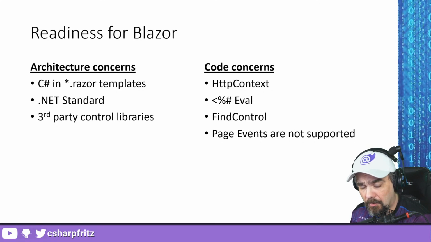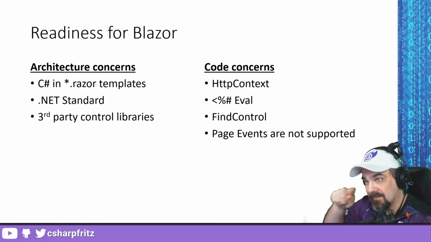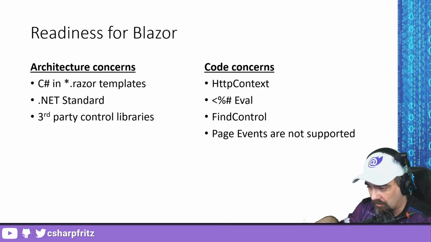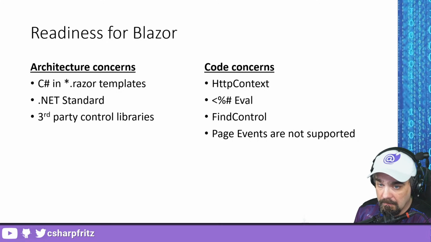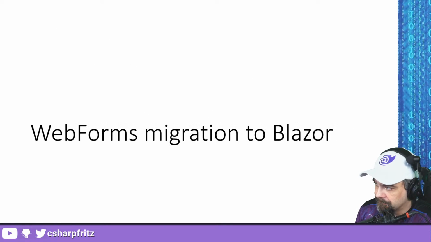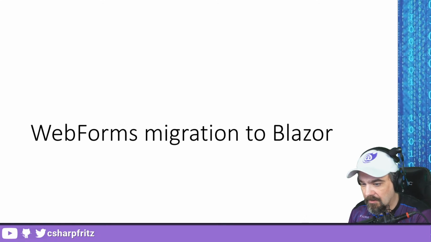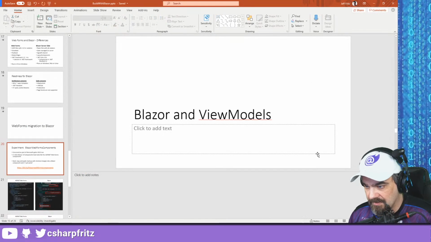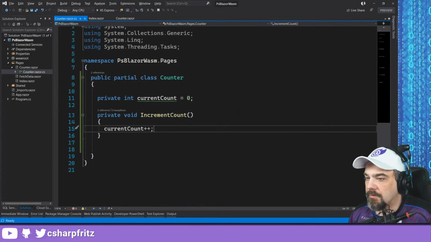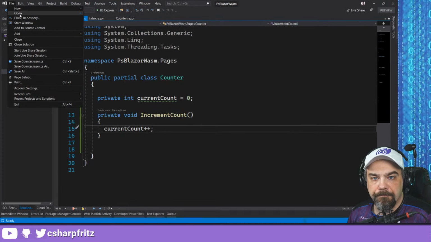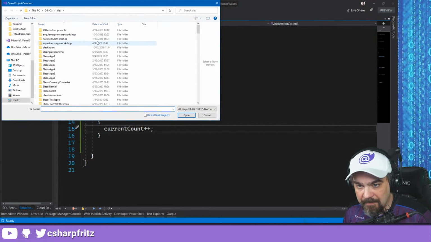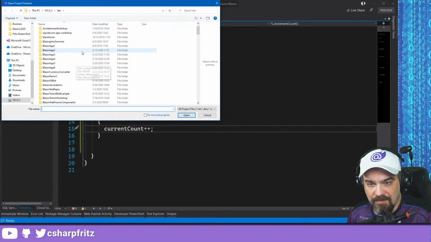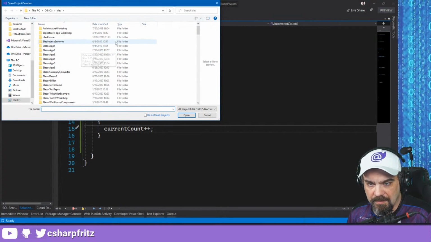Any FindControl methods that you have, where you're going down the stack and saying, go find this control and update it, you can't do that either. And page events don't happen inside of Blazor. So let me show you real quick an application that we migrated to Blazor, and then we'll show you an experiment that we've been trying that's going to get you there a little bit quicker than you might think.